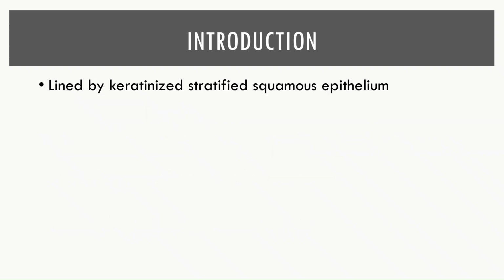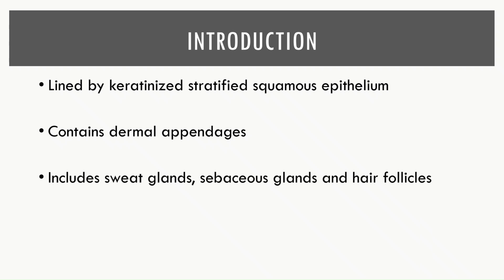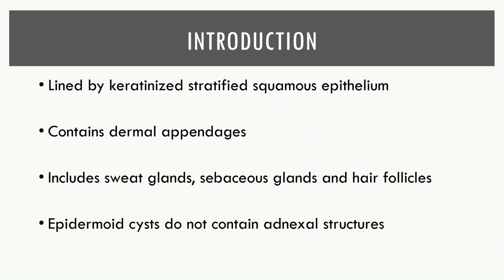Dermoid cyst is lined by keratinized stratified squamous epithelium. They contain dermal appendages such as sweat glands, sebaceous glands, and hair follicles, whereas epidermoid cysts do not contain adnexal structures.